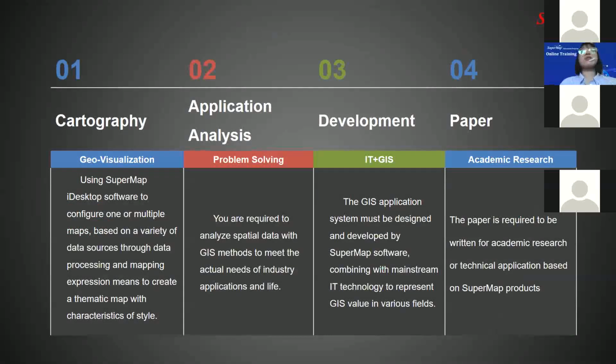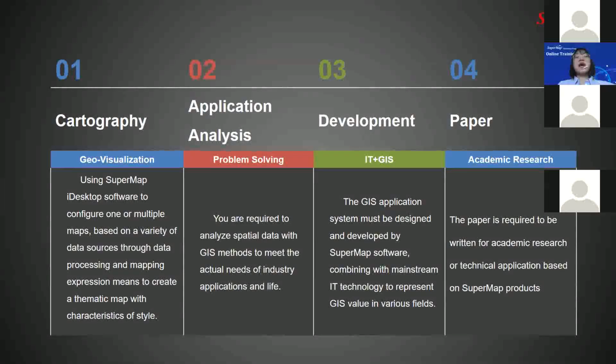So next is the group introduction. First, we have 4 groups that you can check in our official website. The first is cartography, which focuses on the geovisualization of spatial data. You should use the SuperMap iDesktop software, iDesktop or iDesktop X, to configure one or multiple maps. They should be based on diverse data sources, and you should process the data and do the mapping work in SuperMap.